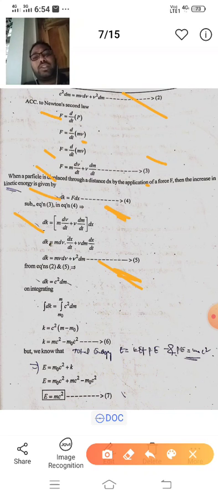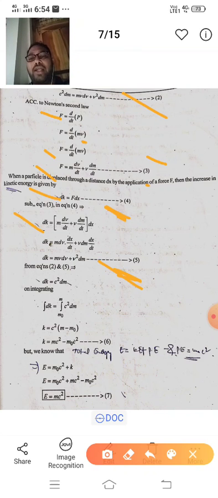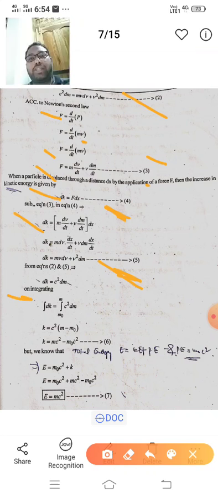Hence equalizing these two equations, dk equals c square dm. On integrating on both sides, we get the integral of dk equals the integral of c square dm. So k equals c square into m minus m naught. Here k equals mc square minus m naught c square.